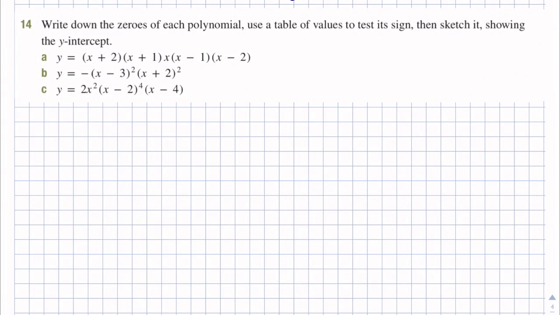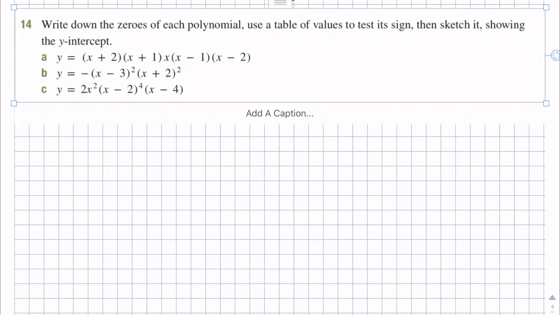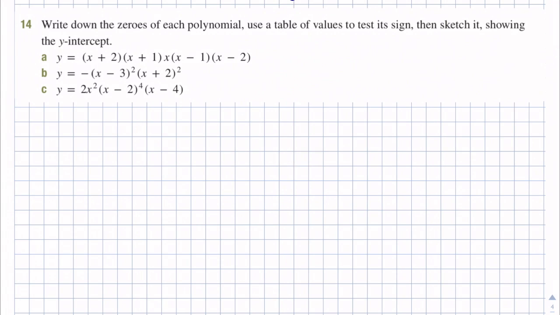Right, question 14, which I think might be called 13 for the advanced students. Write down the zeros of each polynomial, use a table of values to test its sign, and then sketch it showing the y-intercept. So the zeros are really easy to get. So for this one, there's, oh, sorry, meant to be writing there.